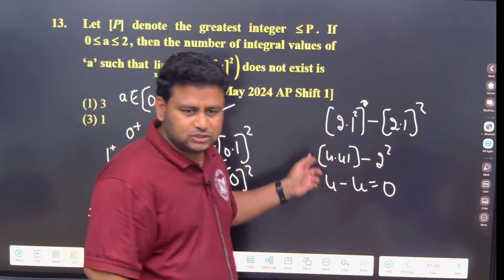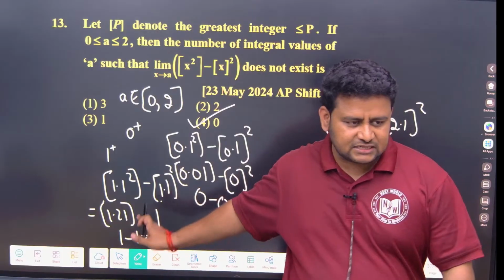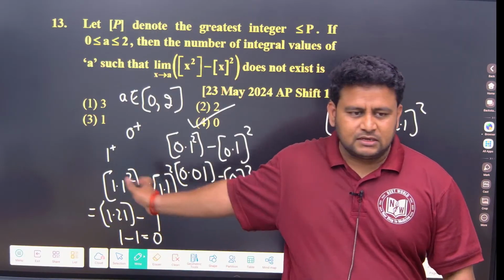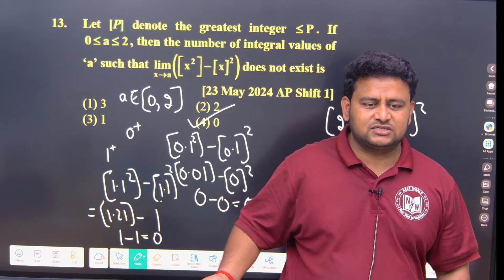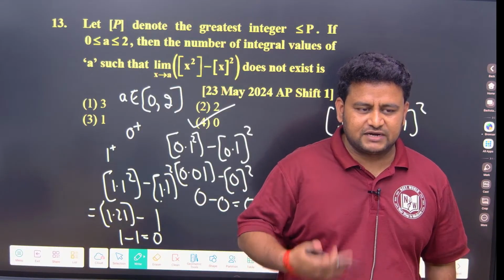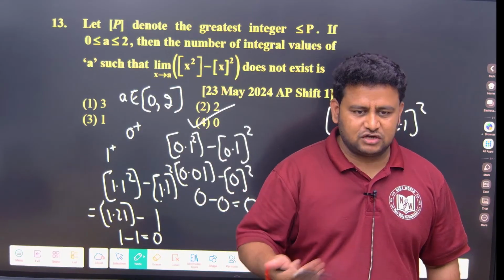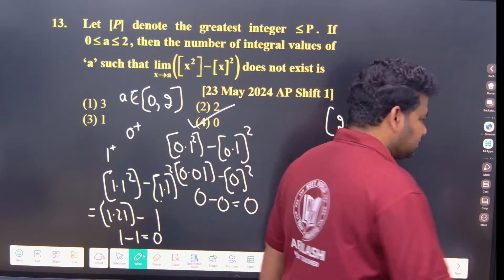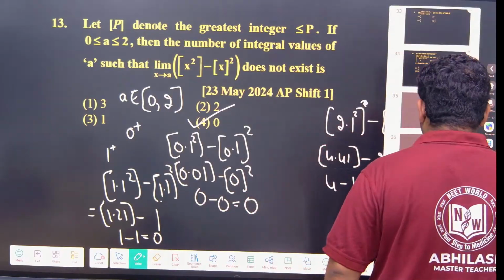That means, understood, no? Clear? It is not because we are getting the answer as 0. It is because everywhere it is existing. If they ask does not exist, the number of integral values of a where it does not exist is none. Instead of none we can write 0. That is it. Clear? Okay, this is one question.